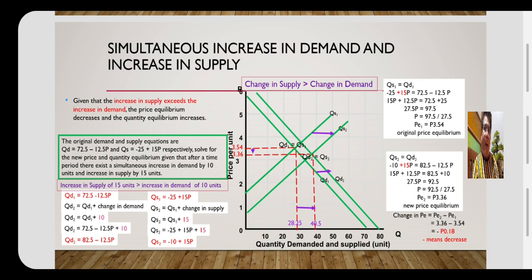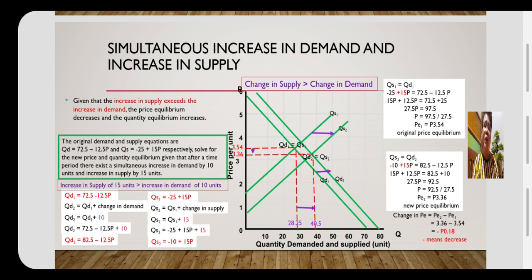Let us prove this by interpreting the given market situation. But first we have to derive the new demand equation from a given original demand equation and the amount of change in demand. So in order to derive the new demand equation, we have to add the change in demand from the original demand equation.